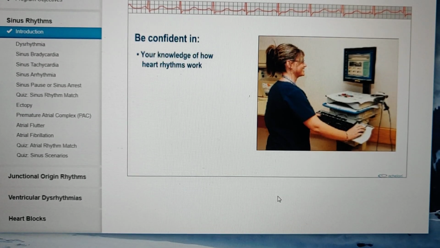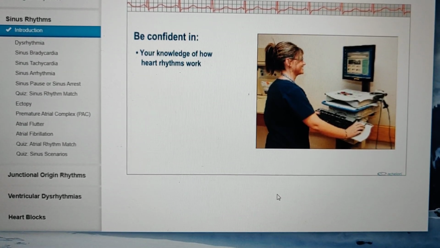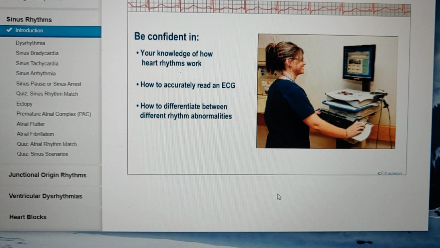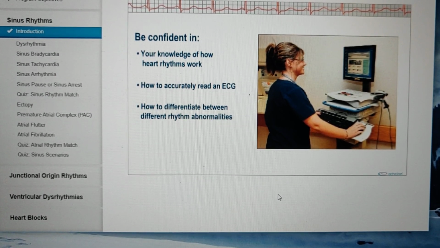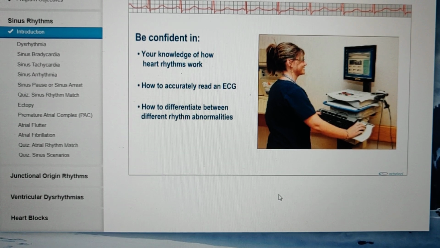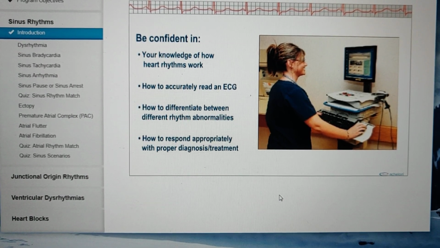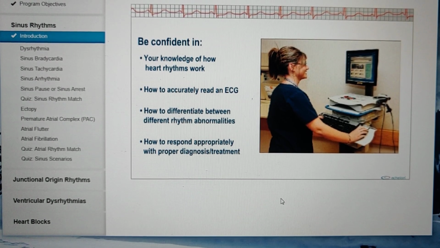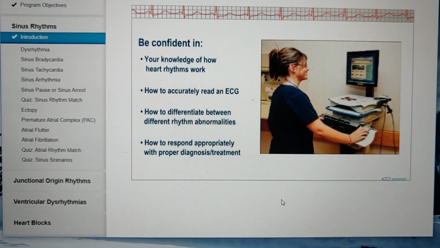Being confident in your knowledge of how heart rhythms work, how to accurately read an ECG, how to differentiate between the many different rhythm abnormalities you may encounter, and finally, how to respond appropriately with the proper diagnosis and treatment will keep you focused and on task during even the most stressful situation.